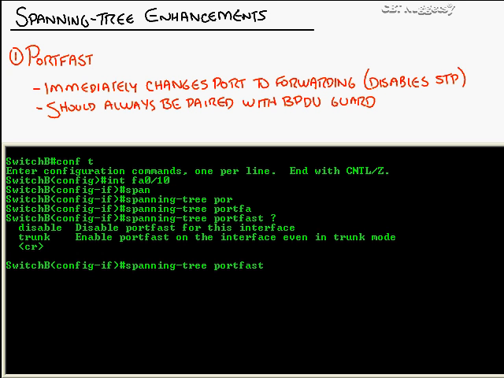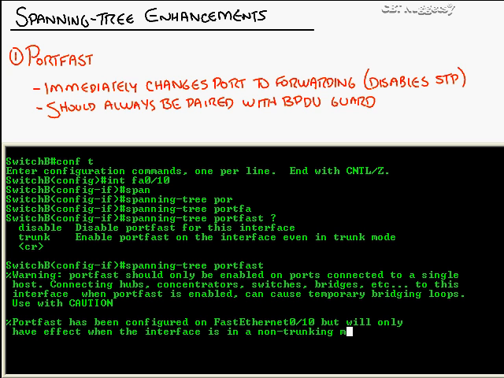followed by an enter. On some older switches it would actually say enable, but they just have disable. Now when I do this, it says, warning, this should be used with extreme caution. Do not enable this on a connection to a hub, a switch, a bridge, a concentrator, anything that could potentially have a loop back, because by disabling spanning tree, you are opening yourself up for a looped broadcast packet. It says this is configured on FastEthernet 0/10 as long as it stays in a non-trunking mode. And that's what we'd expect.